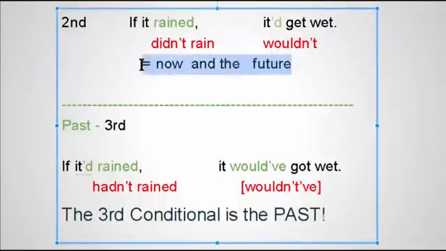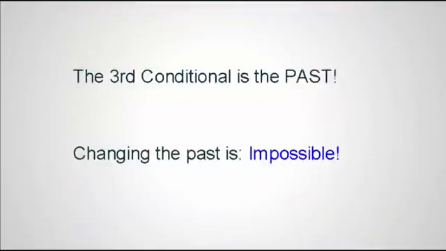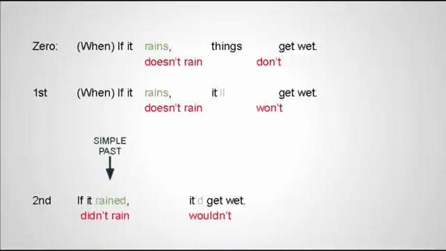It's now and the future. The past is the third condition. It's if it had rained, it would have got wet. Or if it hadn't rained, it wouldn't have got wet. That's the third condition, and that's the past. Changing the past is impossible. It's always impossible.